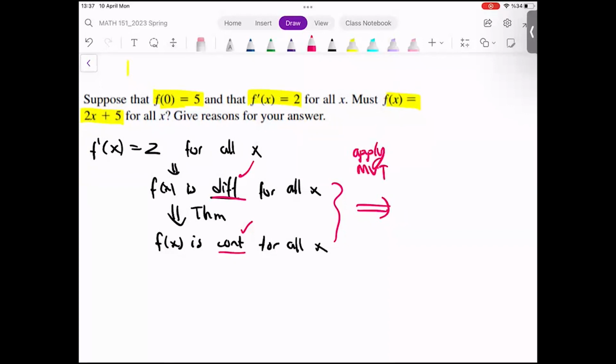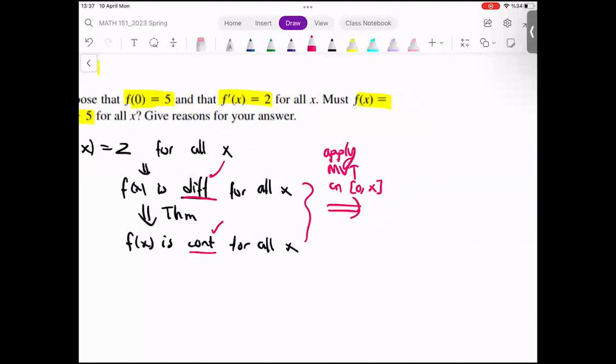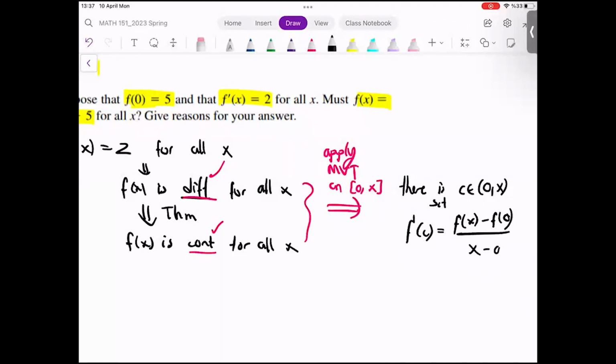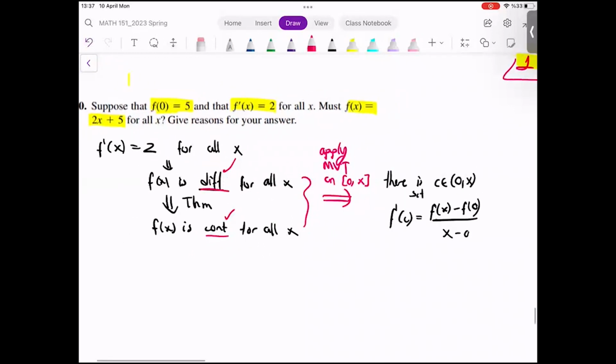Apply mean value theorem on the interval 0 to x. You will understand why I chose x and not just b. Okay, let's apply this theorem on the 0 to x interval. The conclusion is there is some number c between 0 and x, such that f prime c is given as f of b minus f of a divided by b minus a. B is chosen as x, so x minus 0. Okay, this is the conclusion. And let's see what we can write. F of 0 is given as 5.